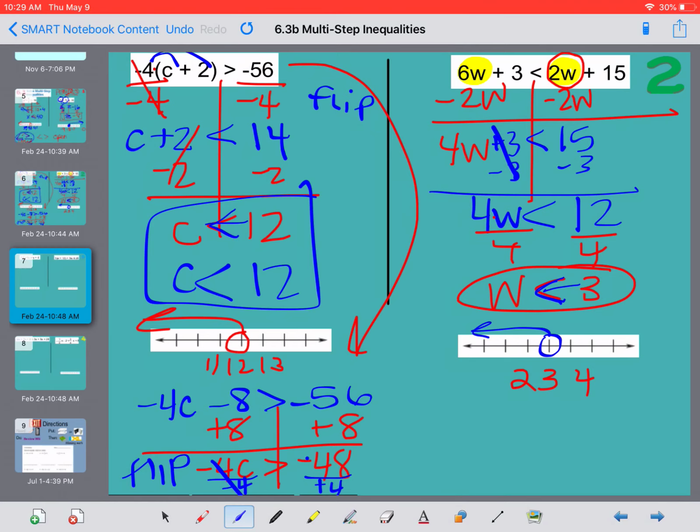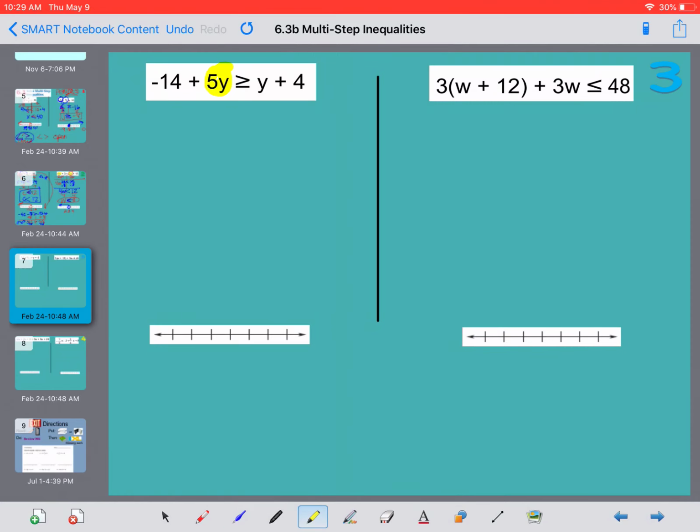Let's flip over to the other side. Same thing here. We have letters on both sides. We have 5y and just y. It's really a 1y. So if we solve this, I'm going to move the smaller one over to the other side. I'm going to subtract 1y. Because this is a positive, that's why I'm subtracting. And I have negative 14 plus now 4y is greater than or equal to 4.